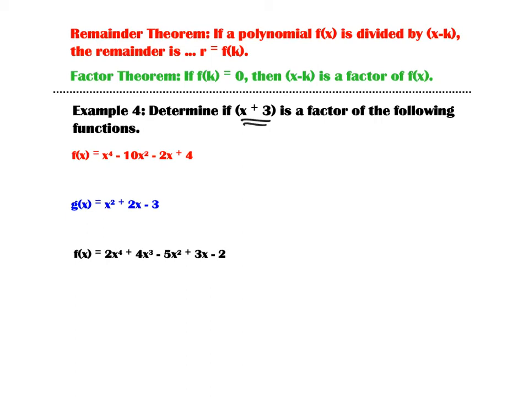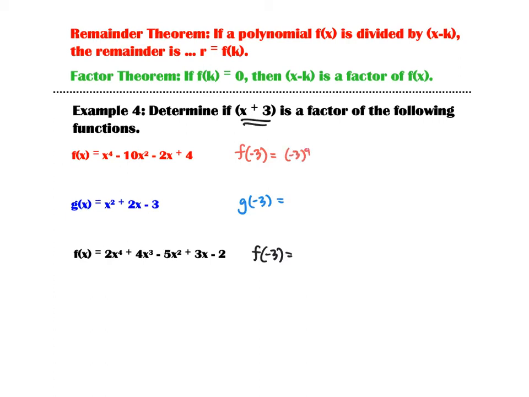Okay, now the factor theorem is kind of the opposite of that, but if f of k equals 0, then x minus k is a factor of f of x. So in example 4, determine if x plus 3 is a factor of the following functions. So what I'm going to do is I'm going to find f of -3. And then in the second one, I'm going to find g of -3. And in the third one, I'm going to find f of -3. If any of those equals 0, then we will know that x plus 3 is a factor of those functions. So let's do a quick calculation here.